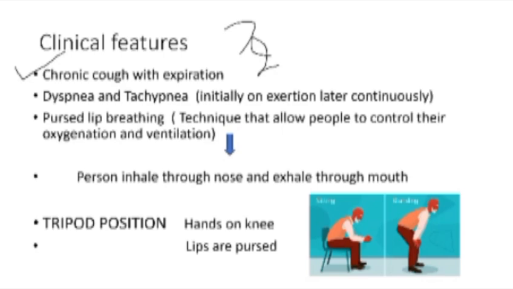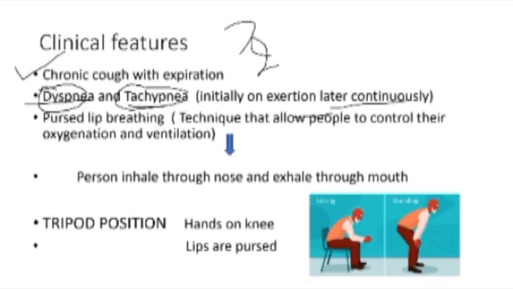Next one is dyspnea and tachypnea. What does dyspnea mean? Dyspnea means difficulty in breathing. With a D you can remember dyspnea means difficulty in breathing or shortness of breath. Another one is tachypnea. Tachypnea means shallow or rapid breathing, when the person does not get enough air, then he will breathe very rapidly. This dyspnea and tachypnea we will see initially on exertion, later on continuously.